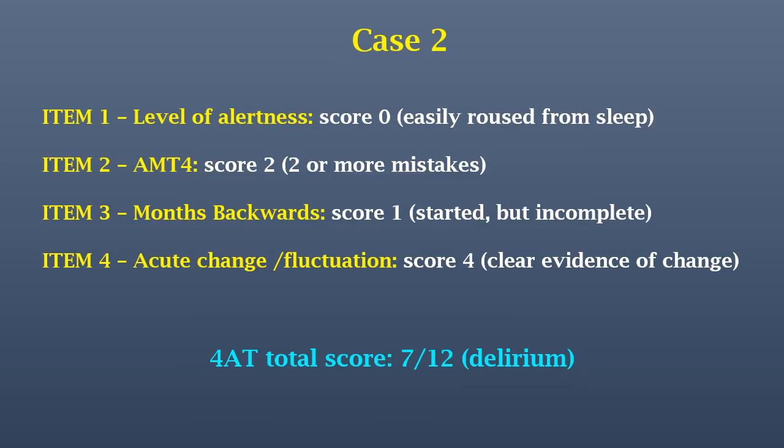In this case, Mr. Ali is a little bit sleepy at the beginning, but he's easily aroused from sleep and remains alert throughout, so he gets a score of 0 for alertness. He makes 2 mistakes at the AMT4, giving a score of 2. He makes a mistake on months backwards and gets a score of 1. And he gets a score of 4 on item 4 because there is clear evidence of change.